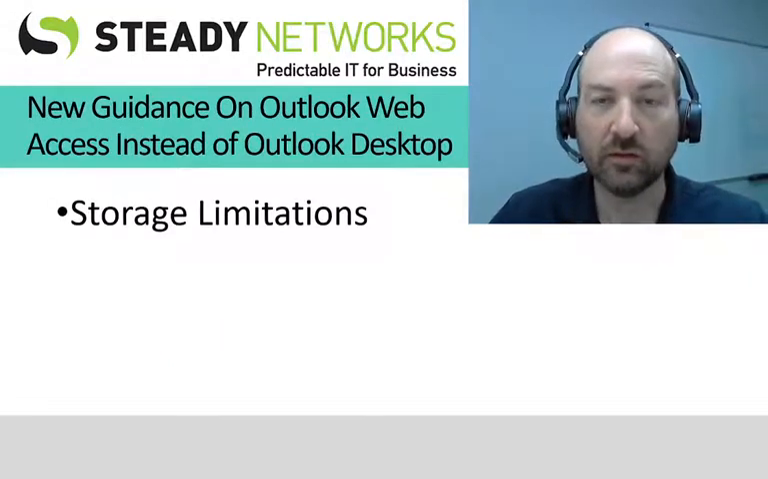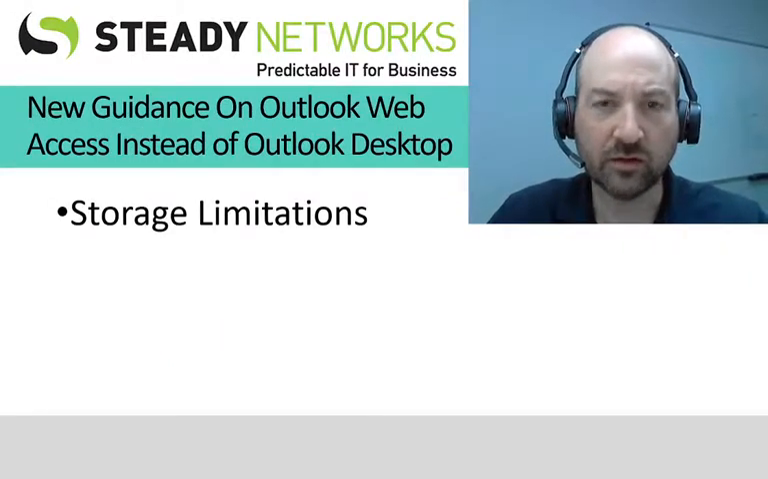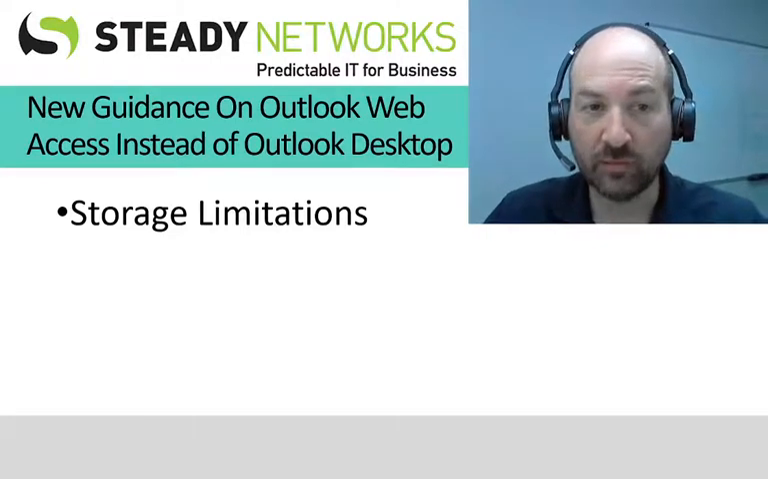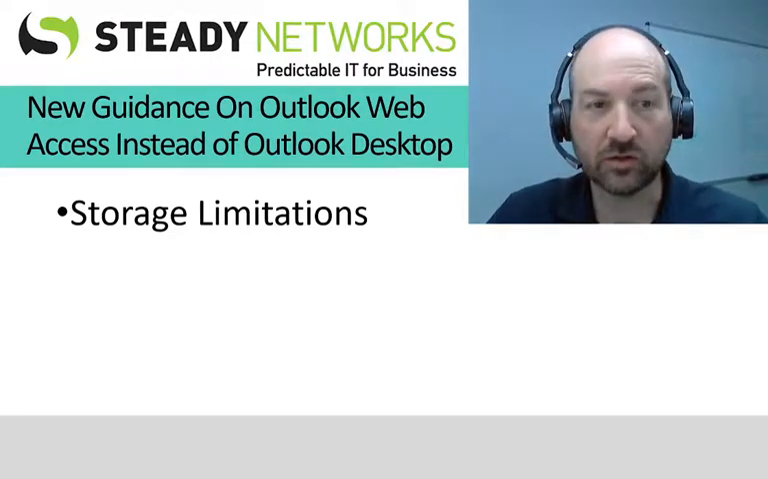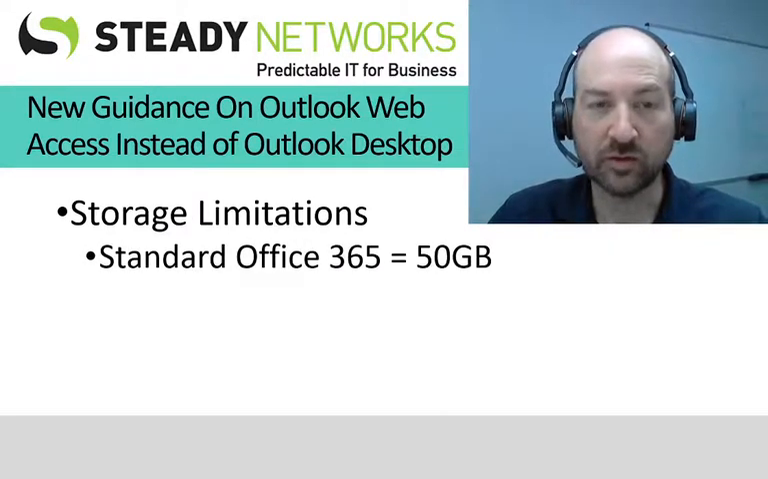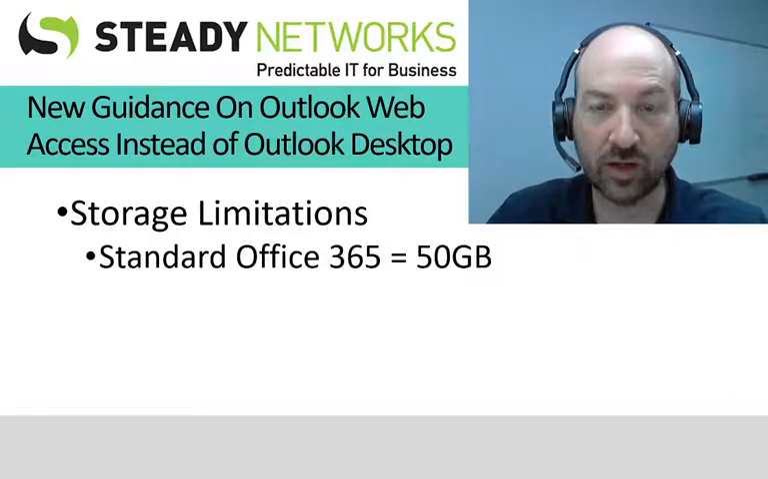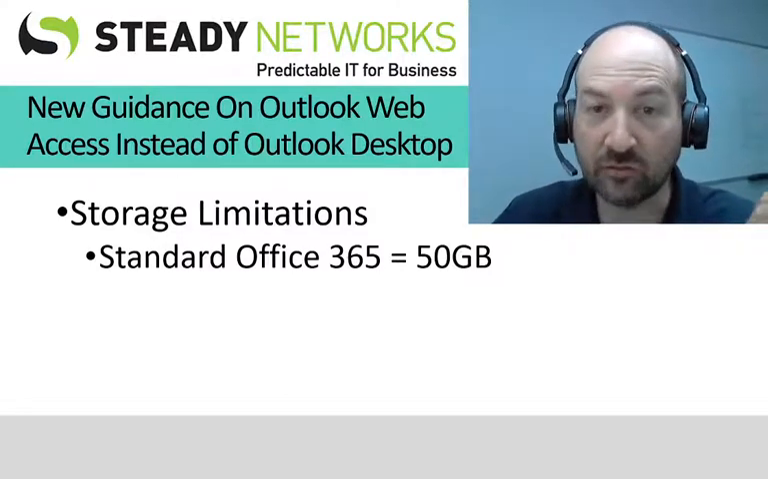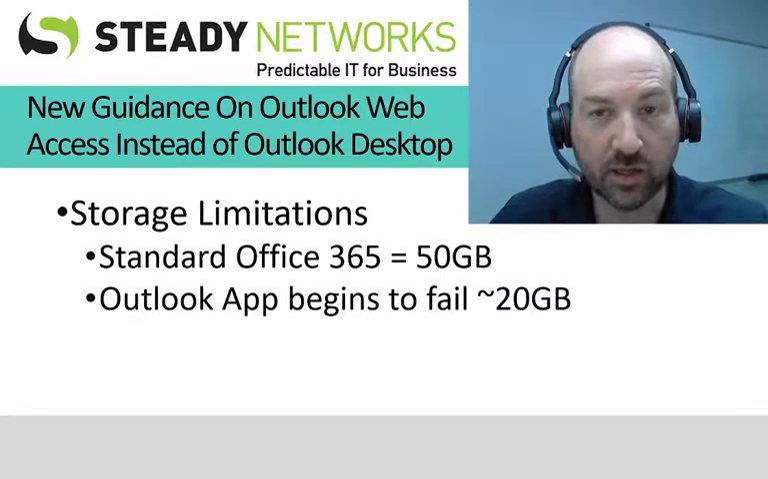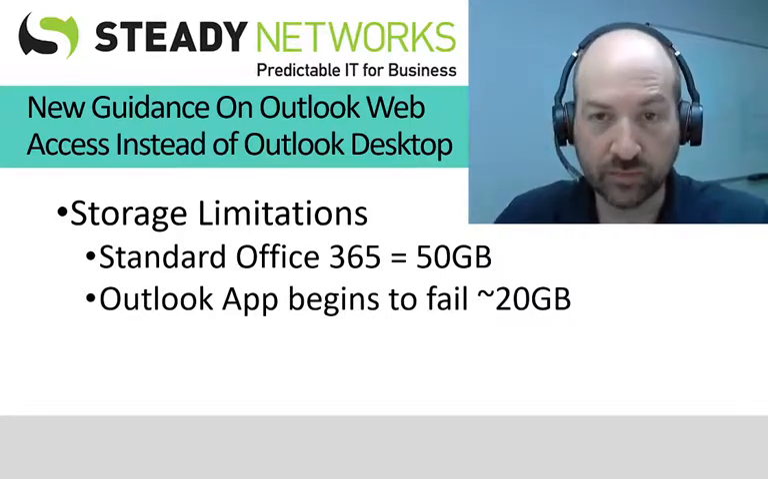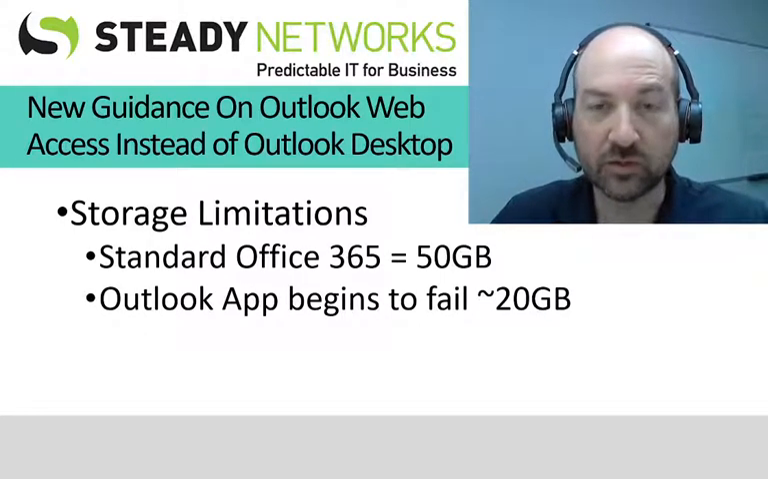So one of the reasons why we think that it's a good idea to start thinking about using Outlook for the web is storage limitations. We start to see real bottlenecks once you start to have too much data stored on your Outlook installation on the desktop. A standard Office 365 mailbox can get up to 50 gigabytes. If you store more than about 20 gigabytes of that storage on your desktop hard drive, it really starts to bog down the Outlook application.